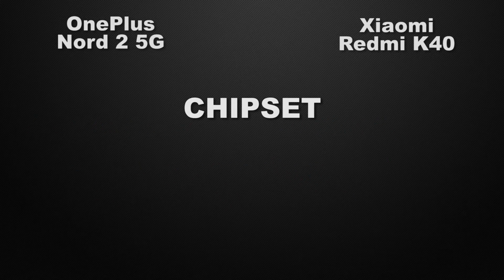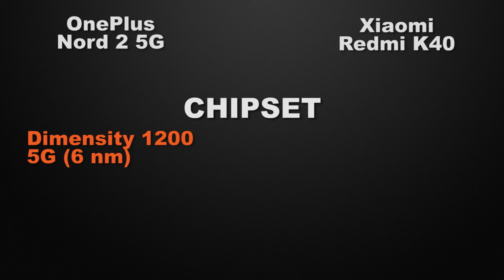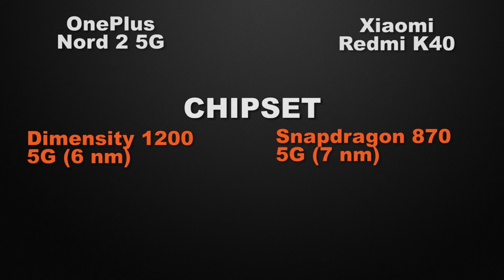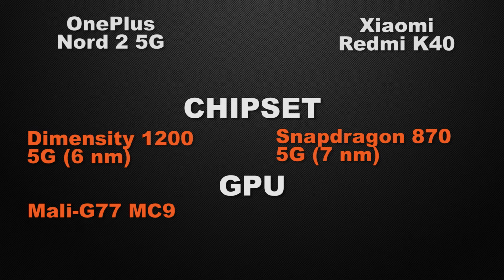Let's talk about the processor of the devices. Nord 2 is powered by Dimensity 1200 5G based on a 6nm processor, whereas K40 is powered by Snapdragon 870 5G based on a 7nm processor. So the winner here is K40 because it has 5% faster processing speed. And about the GPU of the devices, Nord 2 is packed with Mali G77, whereas K40 is packed with Adreno 650. So the winner here is K40 because it can give you more FPS in games.